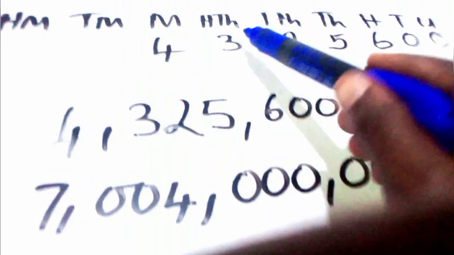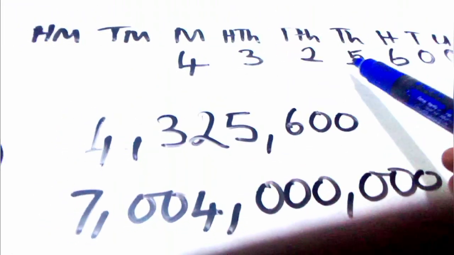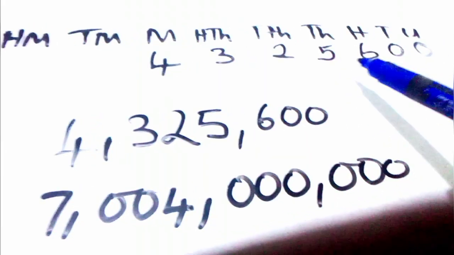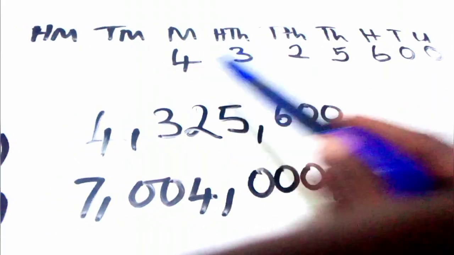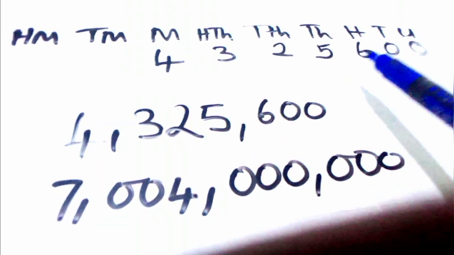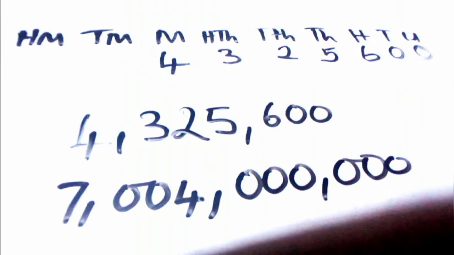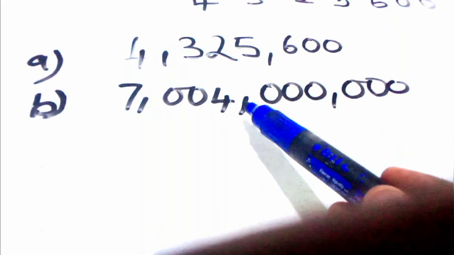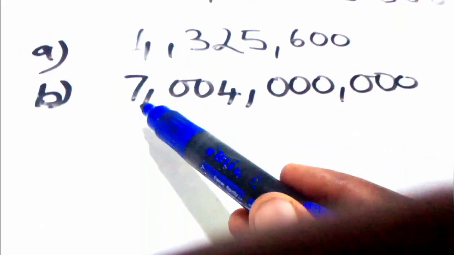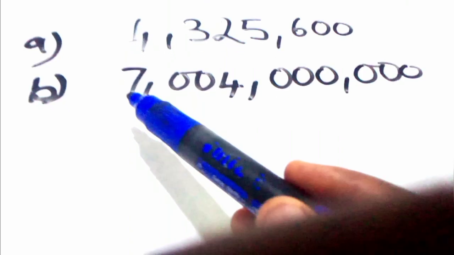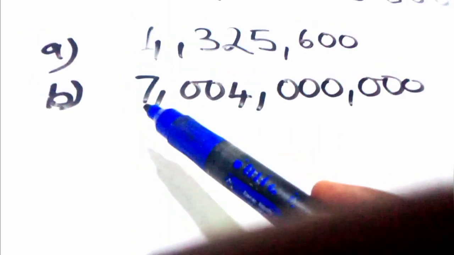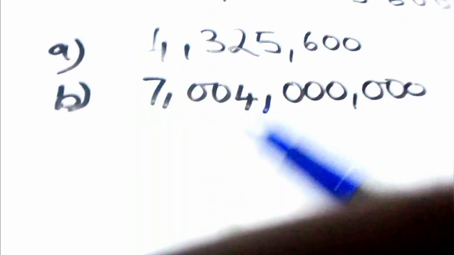This is 4 million, 325,600. So we can read it to mean 4,325,600. Very, very simple. So we're going to look at the second example. This one. How many commas do we have? The first comma is for 1,000. The second comma is for million, and the next is for billion. So we already know that this number is in billion, looking at how many parts it is broken into, 3 digits each. So let's fix it in our place value chart, to be able to read this number properly.